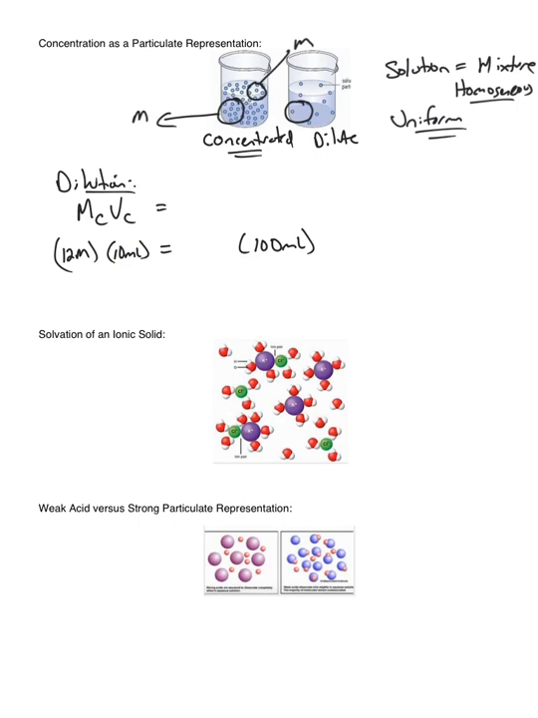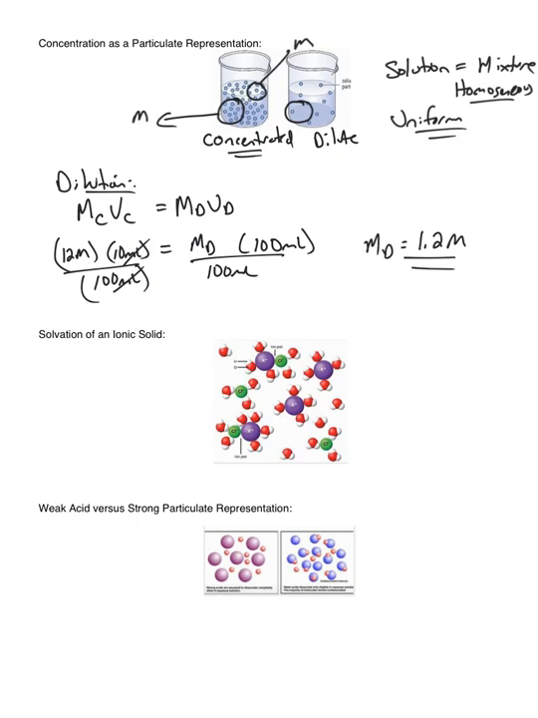Okay? So MCVC equals MDVD, where the C stands for the concentrated side, the D stands for the diluted side. So if I were to add 90 more mils of water to it and cause the total volume to get up to 100 milliliters, what would be the new molarity? Well, you can see that what I've done here is I've diluted it by a factor of 10. All I simply have to do is divide by 100, but that's what I'm going to get here. The milliliters will cancel, and I'll get my new molarity, which is 1.2 molar.